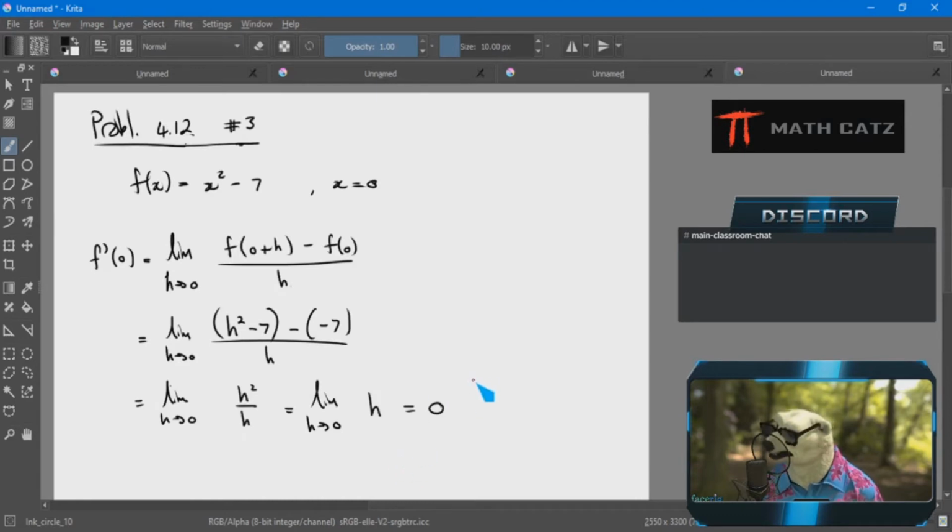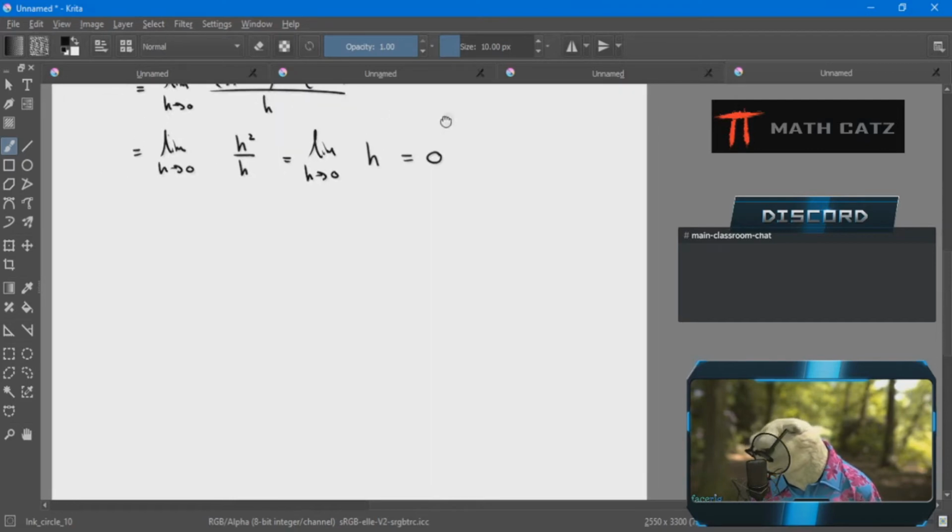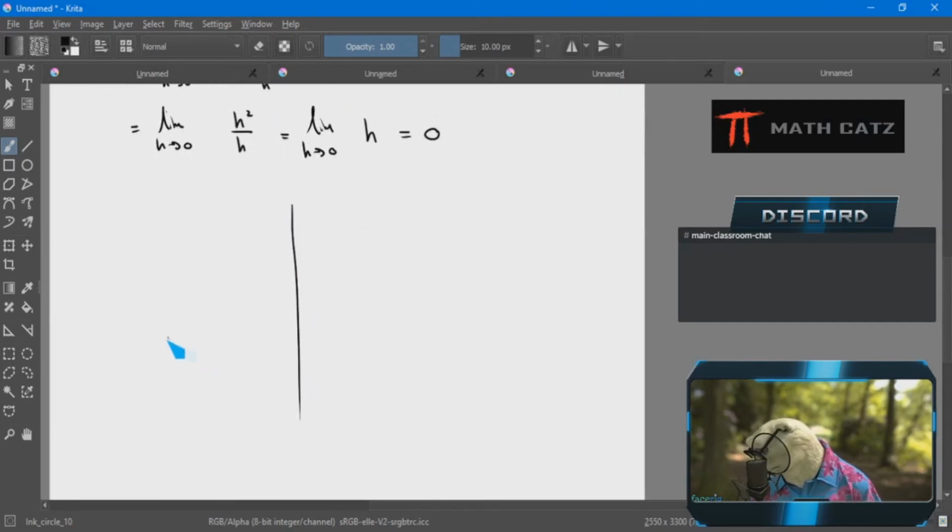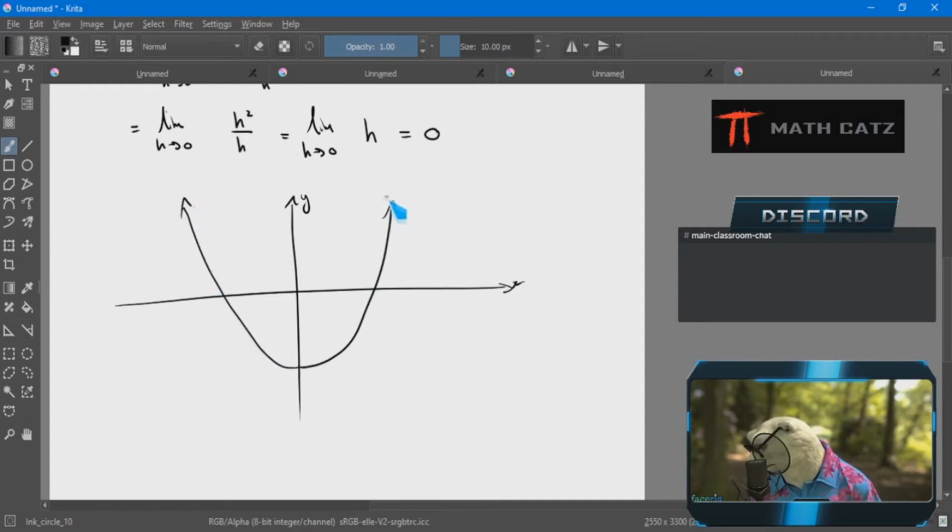Well, does that make sense? Let's look at this graphically. Because I took an easy function that is a single transformation of a basic function I have in my library, I can graphically easily visualize this. Let's do it like so. That's just the parabola shifted down. It's at negative 7 when x is 0. So I'm looking at the point right there.